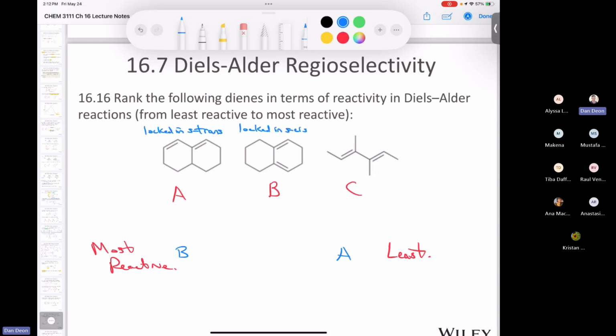And then you see that C is in some kind of no man's land. It's somewhere in between because you can rotate that sigma bond, and then you could end up with something that looks like this, where you have the S-cis conformation. You'd have something like this and something like that. It's just there's going to be some steric hindrance here maybe, but that's going to be reactive to some degree. So we'll put C somewhere in the middle like that.